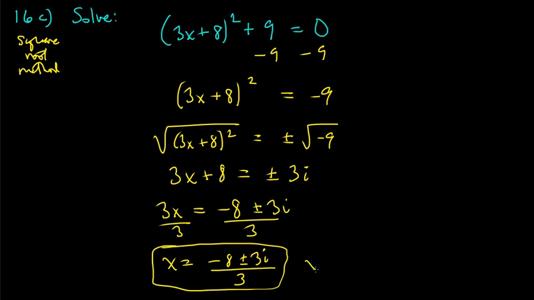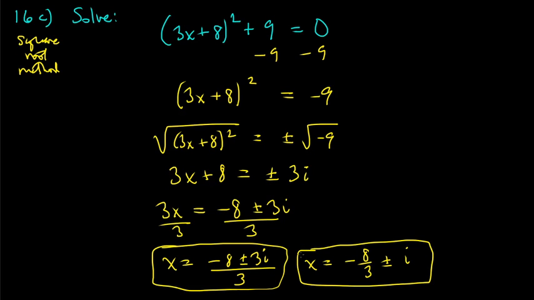Right. And right, you could split this up, negative 8 over 3 plus or minus i times 1. So either way is fine. So the square root method, I think, is the most direct, the quickest way to do this. On the other hand, if you want to use the quadratic formula, you have to multiply this out first, right?